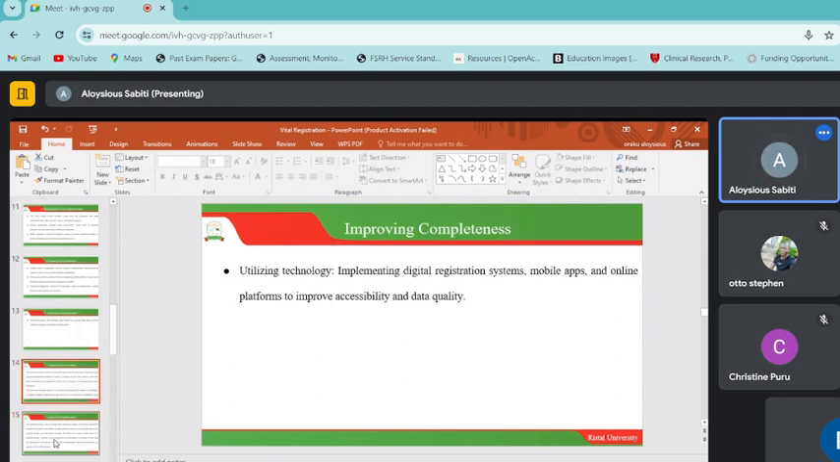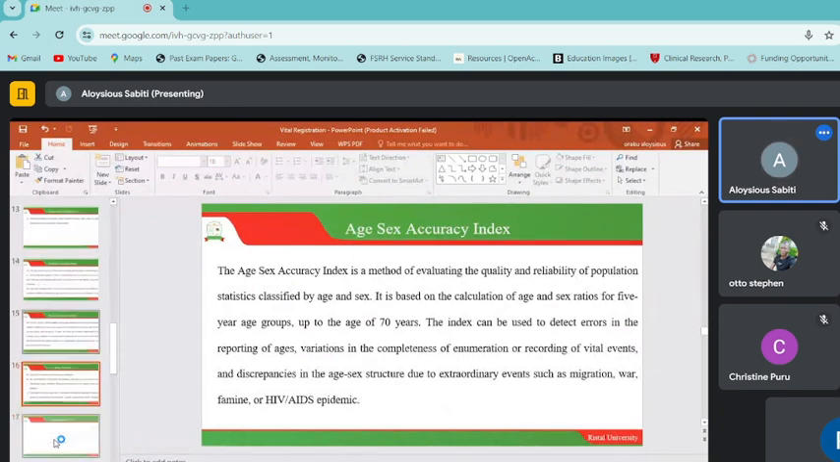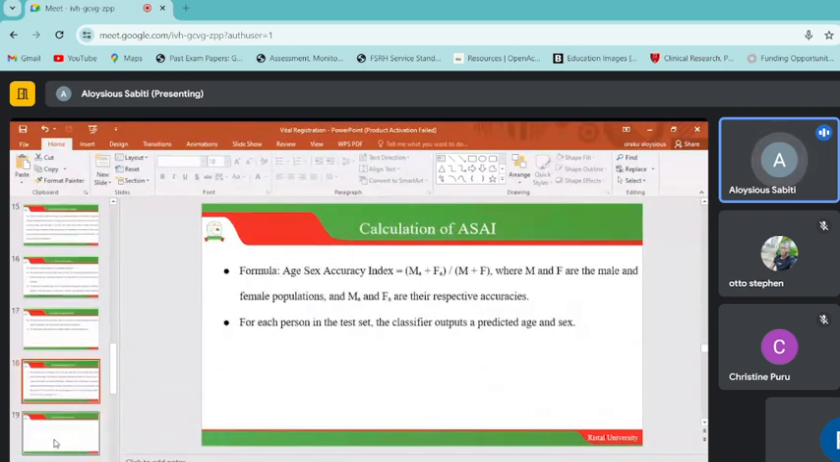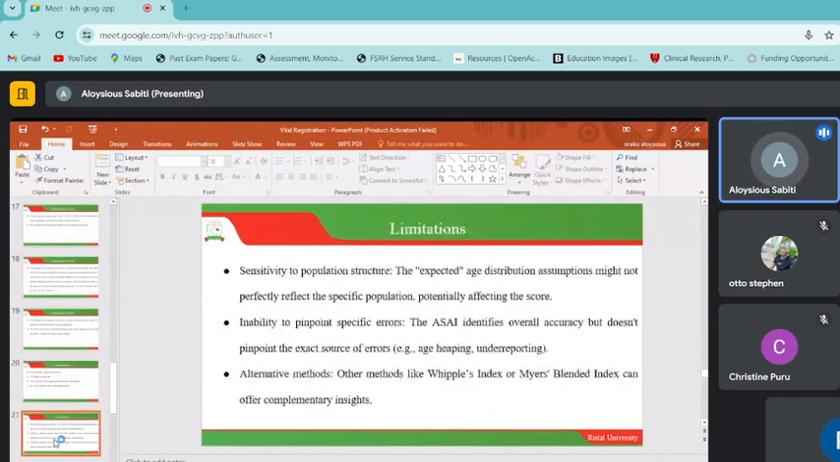So before we look at age sex accuracy, I want us to look at, okay, we can look at it, but it's a calculation, and for all these calculations that we have, I am preparing a particular session probably on Monday, where we are going to capture all the calculations, starting with the ones we have for age heaping, the Whipple's index and Myers blended index.